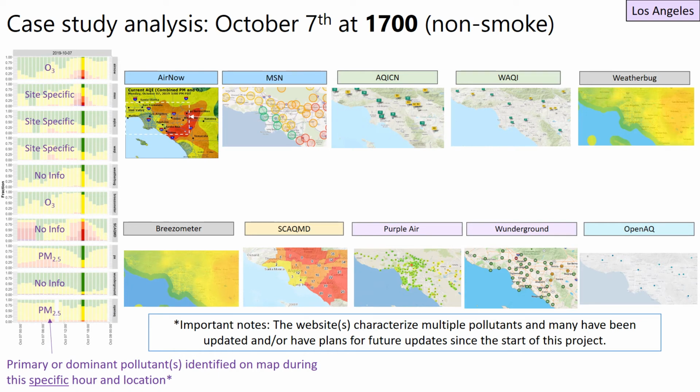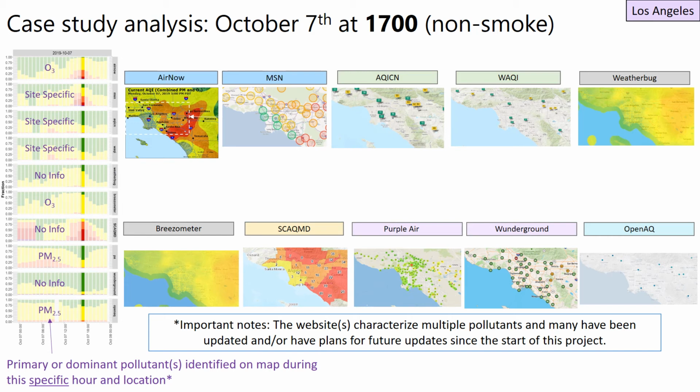In this slide, we take a closer look at the screen captures for a particular hour. On October 7th at 1700, a non-smoke day in Los Angeles, you can see the fraction of AQI varies across websites in the charts on the left. And the visual images of each website show where the differences in color occur.